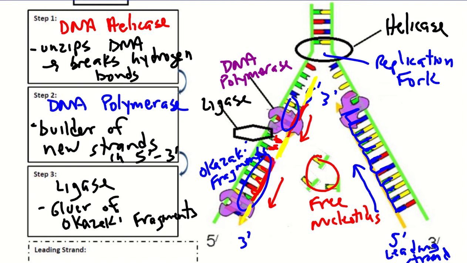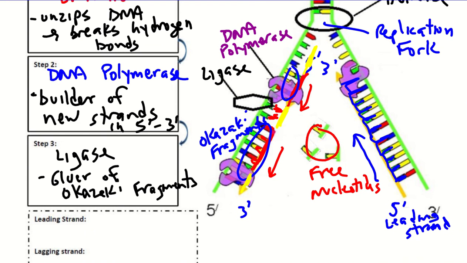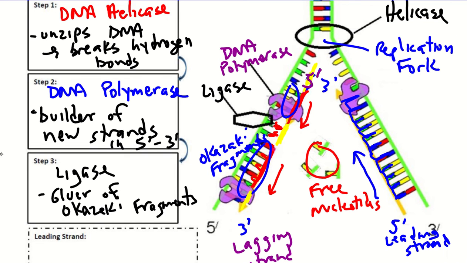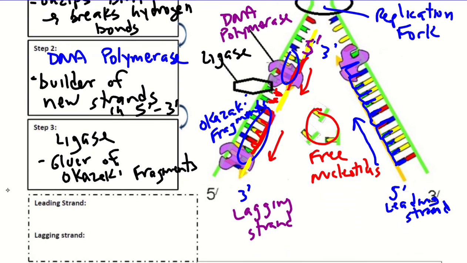So that's ligase. Now this strand, since it does take longer, it does have an extra step, whenever we are going the 5 to 3 direction away from where helicase is, we call this the lagging strand. There's simply just an extra step in regard to what is happening.